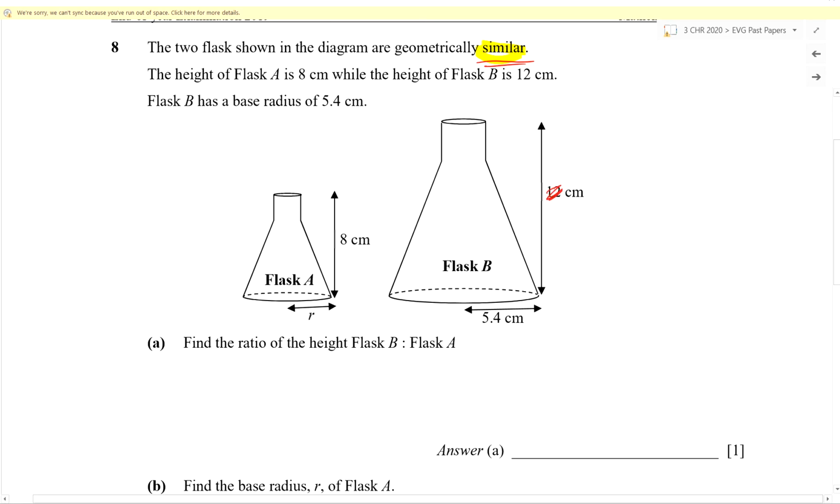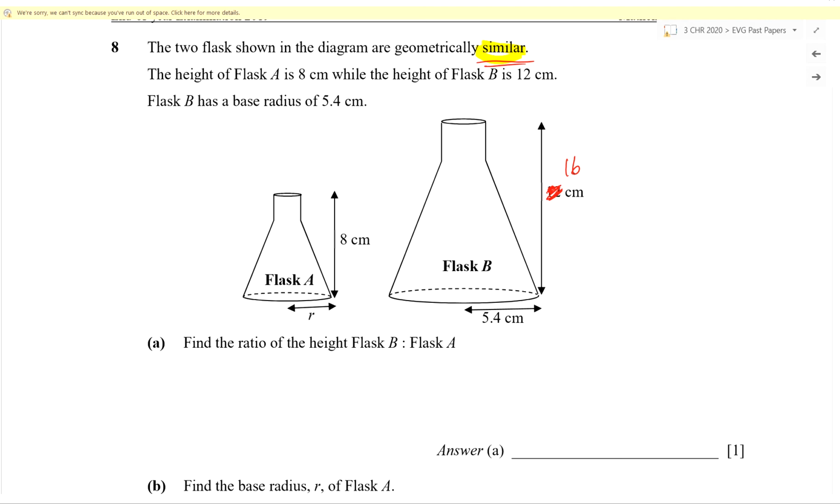Let's say this is 16 cm. Okay, you don't make this change, just for explanation only. If this is 16 cm and this is 8 cm, then the larger one is double of the smaller one, right? It's double. So if this is 5.4, what do you think R is going to be? What's the working? 5.4 divided by 2. Okay, so that's how it works.